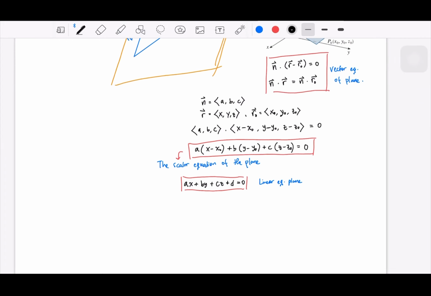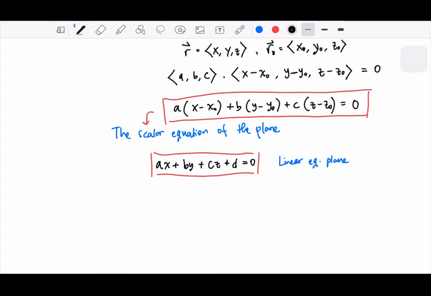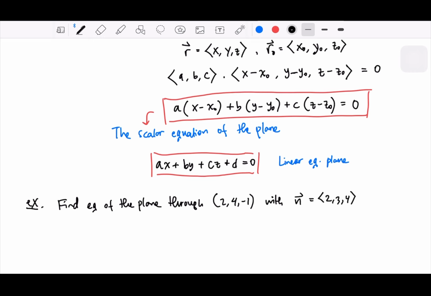Okay, let's take some example. Start from very simple questions. Find equation of the plane through the point with normal vector n, find the intercepts and sketch the plane.